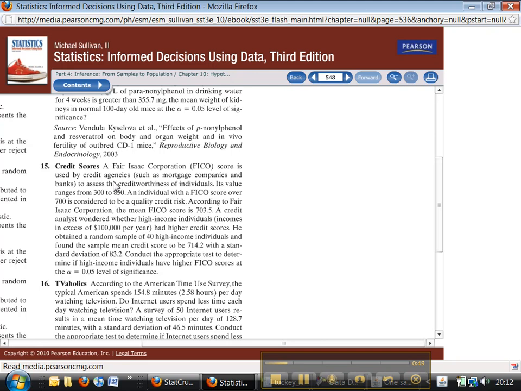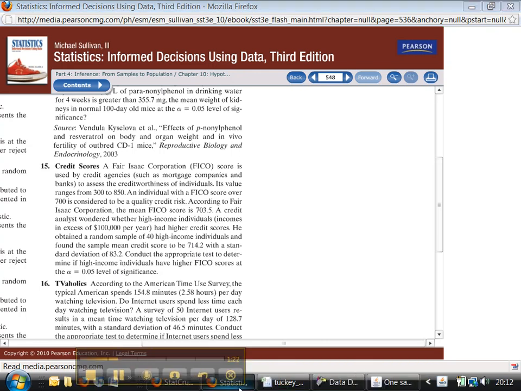Fair Isaac's value ranges from 300, right? That's just explaining what a FICO score is, your credit score. An individual score over 700 is quality credit risk, and so on. According to Fair Isaac Corporation, the mean FICO score is 703.5. A credit analyst wonders whether high-income individuals had higher credit scores. He obtained a random sample of 40 high-income individuals, found the sample mean to be 714.2, and the sample standard deviation.